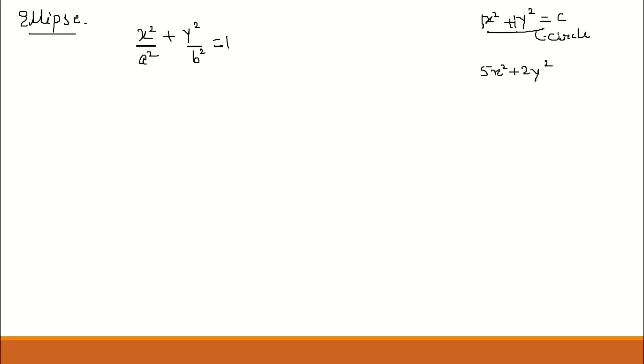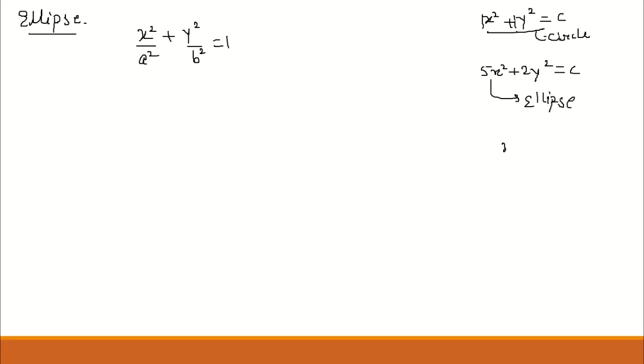The ellipse is x square upon a square plus y square upon b square is equals to 1. If I have x square and y square plus is equals to c, if their coefficients were 1, then it was a circle. But if the coefficients are not 1, if it is written as 5x square plus 2y square, then will it be a circle? No, it will be an ellipse.